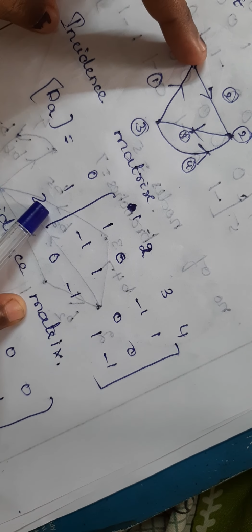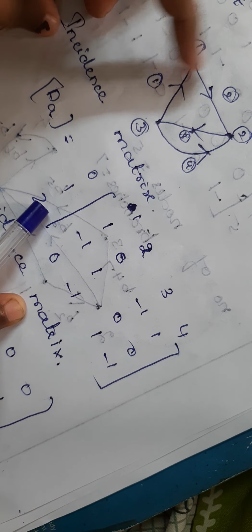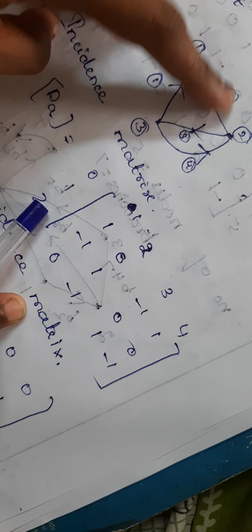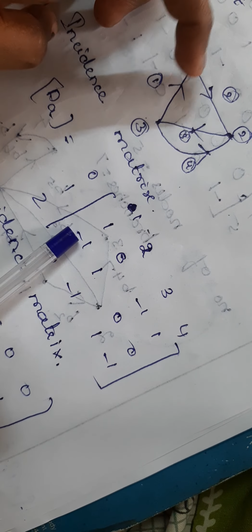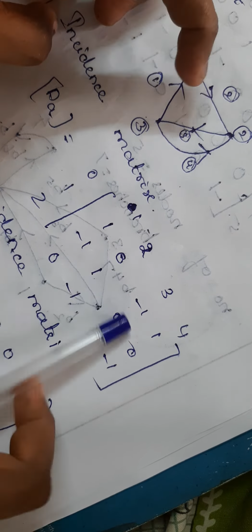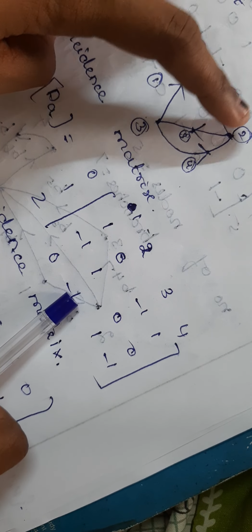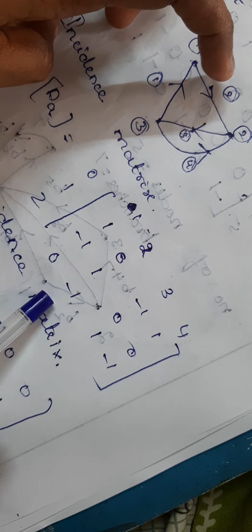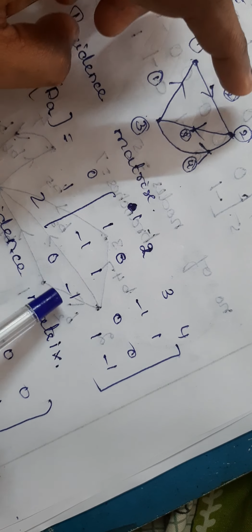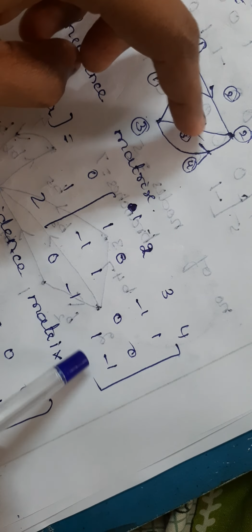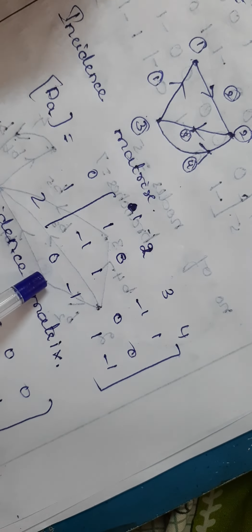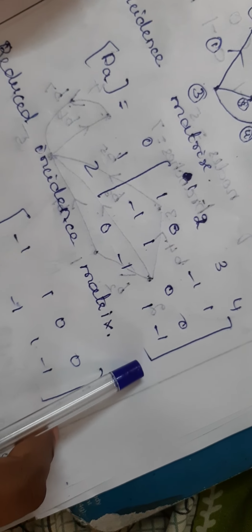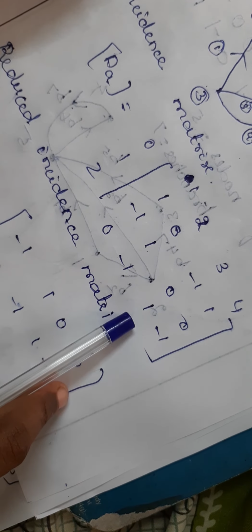So next, in node 1, what branches are located? Branch 1 and 2. So 1 is entering and 2 is leaving. So entering means minus 1, leaving means plus 1. And next in node 2, there are 3 branches located, 2, 3, 4. So 2 is entering, 3 is leaving and 4 is entering. So minus 1, 1, minus 1. Entering minus 1, leaving plus 1.